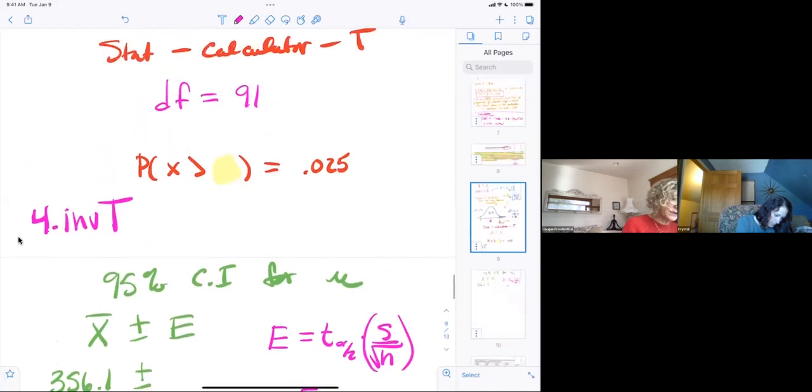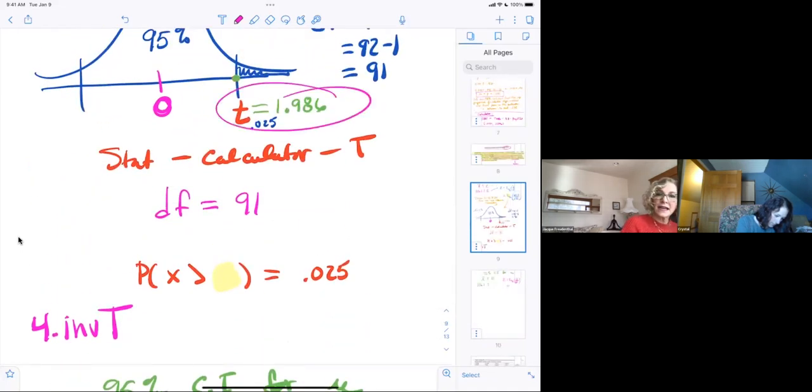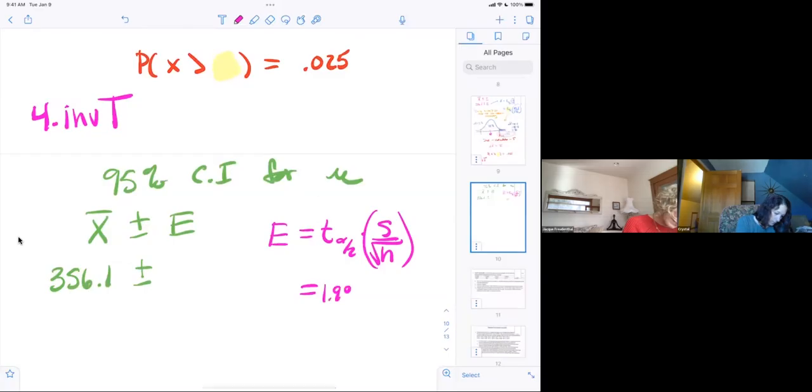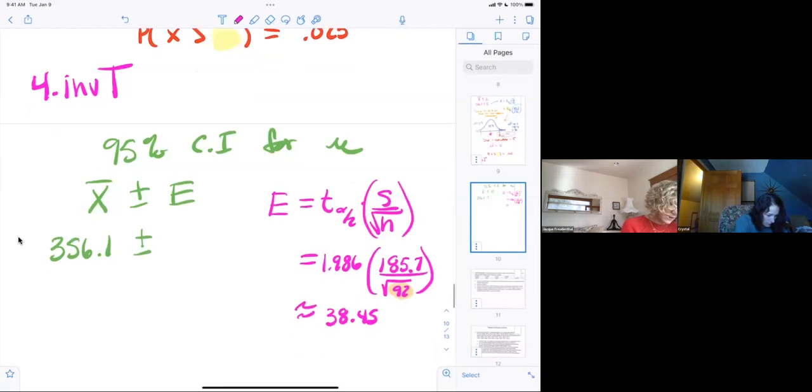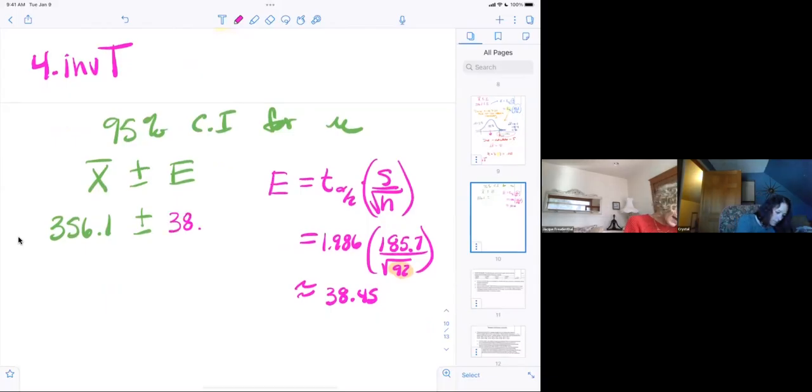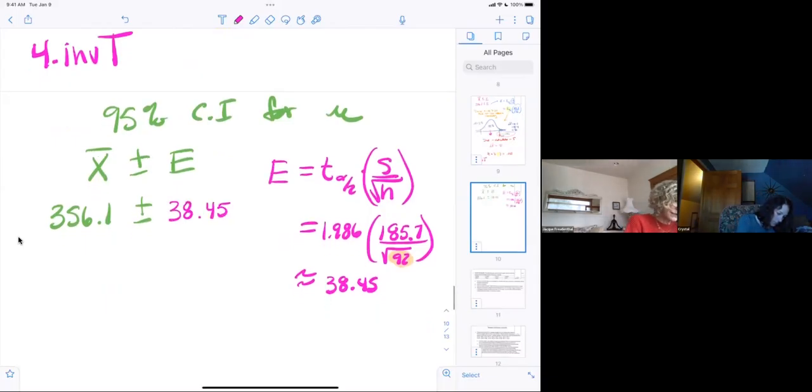So my critical value we found to be 1.986. Standard deviation was given to be 185.7. And N is the square root of 92. So make sure here that you're putting in N and not the degrees of freedom there. Sometimes that can get confusing, but square root of N, not the degrees of freedom. So then your error would be approximately 38.45. So that's what I add and subtract to get the lower and the upper bounds.